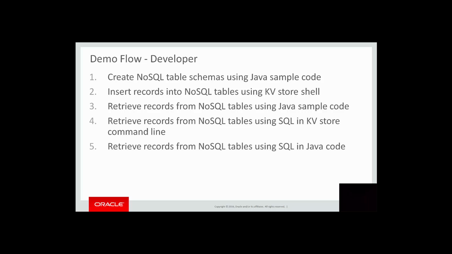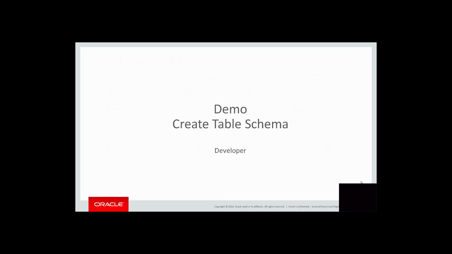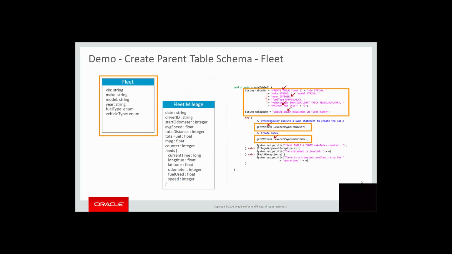So here's the demo flow from the perspective of developers. We will create a NoSQL table schema, then insert records into the NoSQL table, and retrieve the records from the table using Java. I'll show two examples, one using Java, the other using SQL. Step one is to create the table schema. We'll be using two tables.